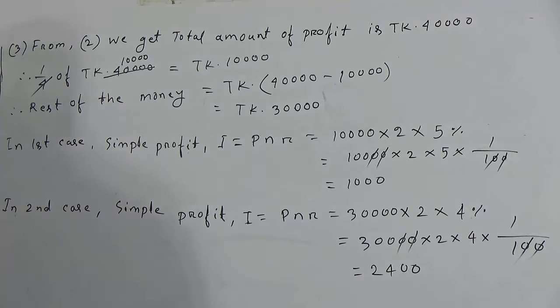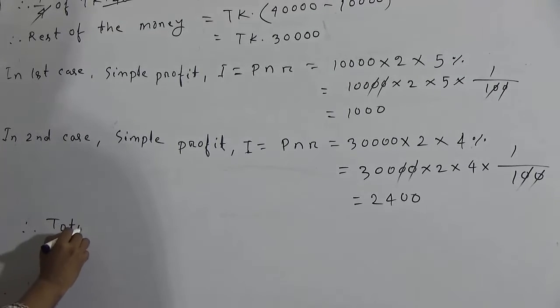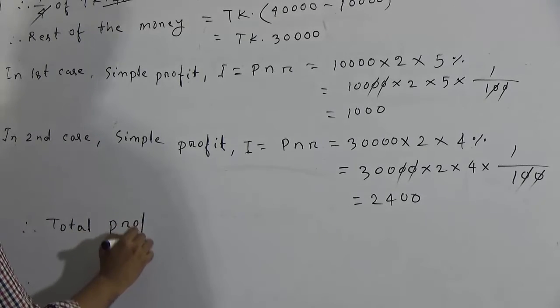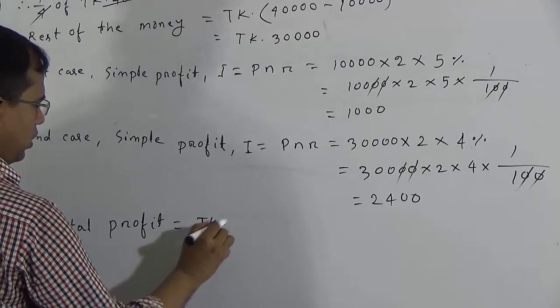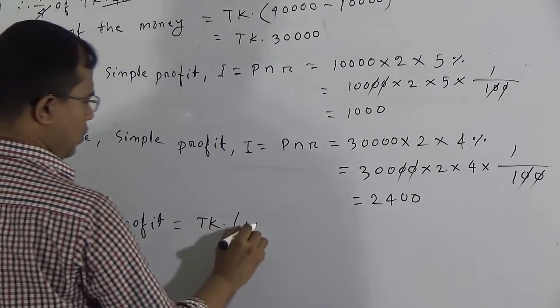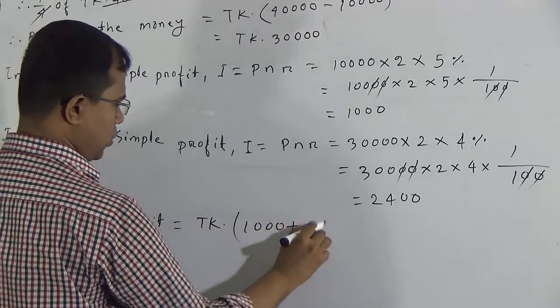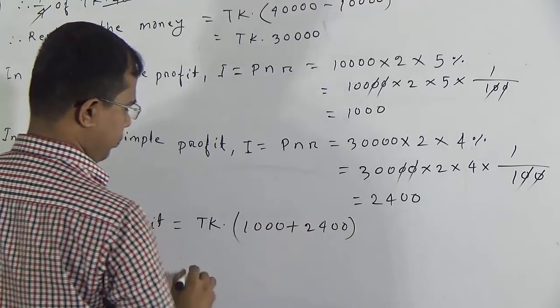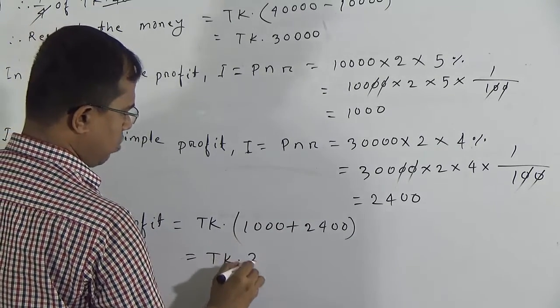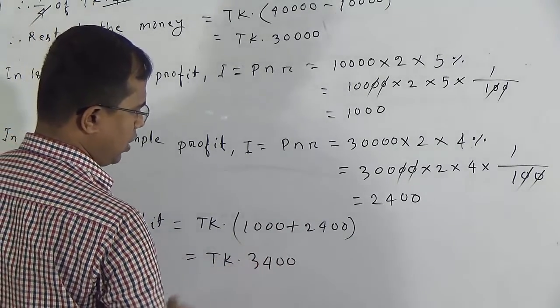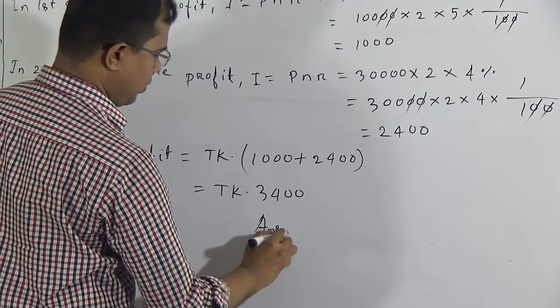Therefore, total profit equal to TK 1000 plus 2400. This is equal to TK 3400, and this is the answer of number 3 question.